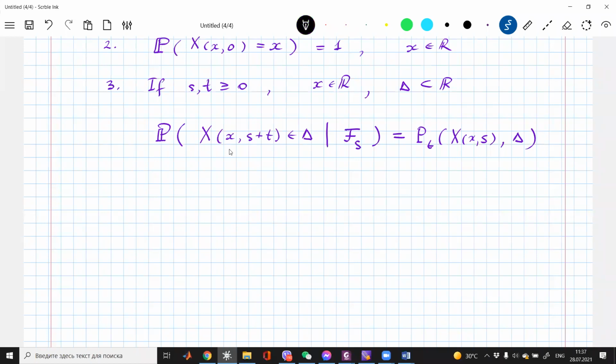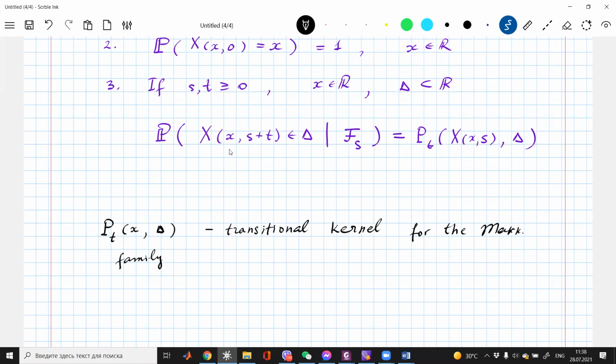So let me give some terminology here. We will call this function that depends on three arguments, a moment of time, the starting point, and set Δ, the transitional kernel for the Markov family. So if I want to prove that some process is a Markov process, I need to find such a transitional kernel and check the third property of the definition. And this is all that I need to do.